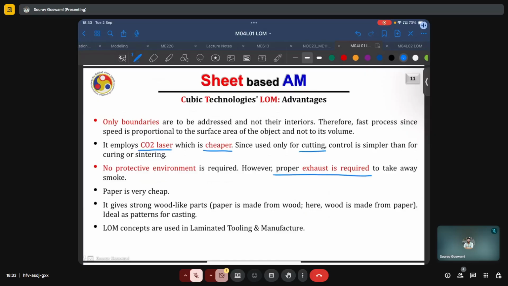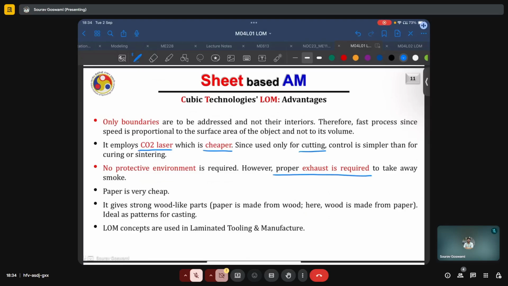The end parts which get printed are strong and they are wood-like, and these work as very ideal patterns for casting. And Professor Kapil has given this beautiful analogy here, where he says that typically paper is made out of wood pulp. In this case, using paper, we are making parts that are as strong as wood. So, in essence, we are making wood out of paper.